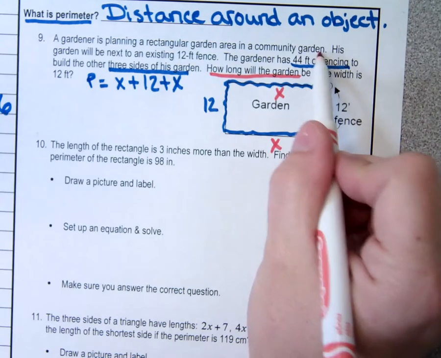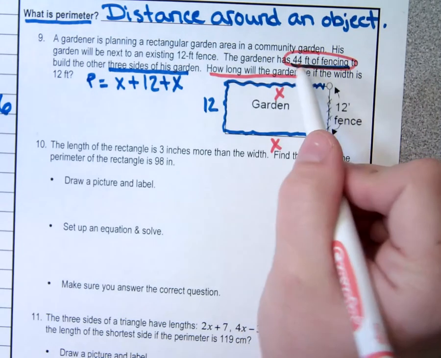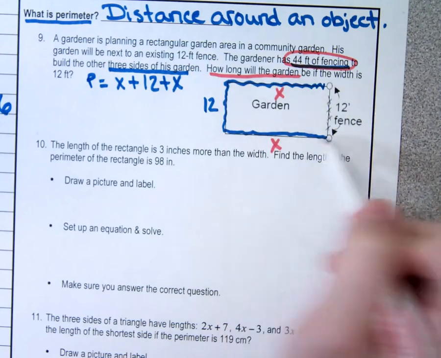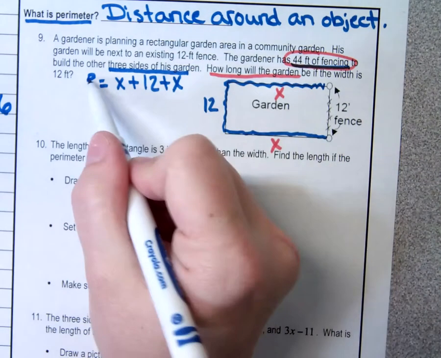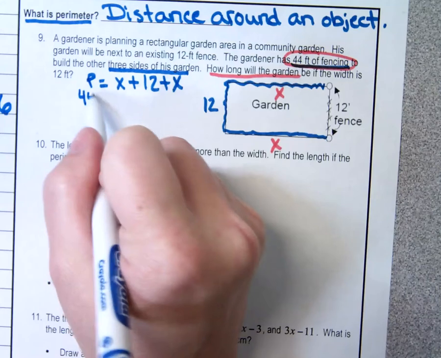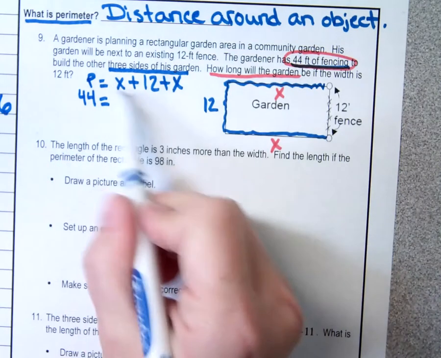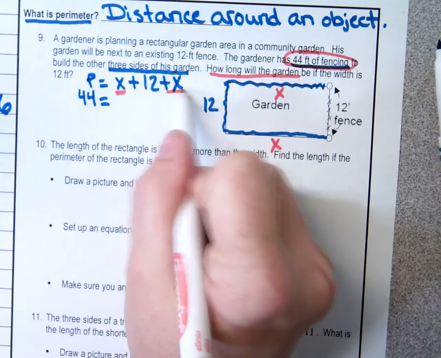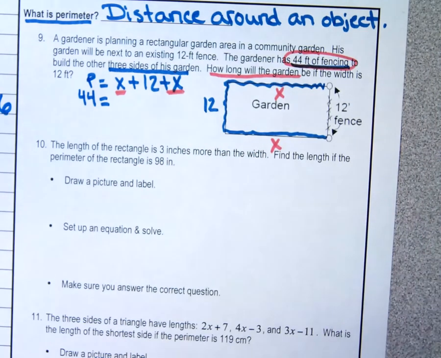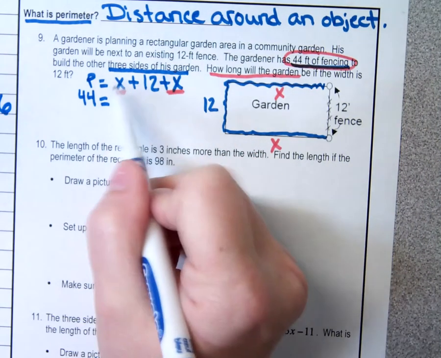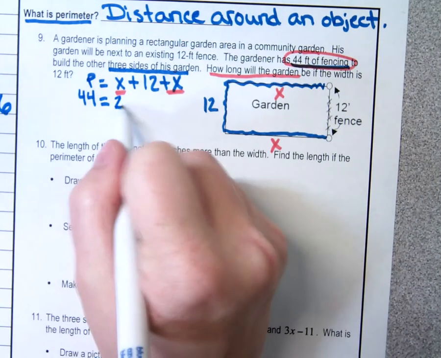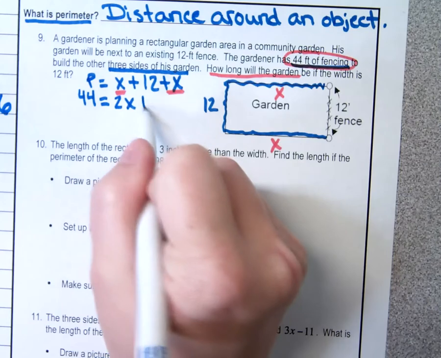It says the gardener has 44 feet of fencing. So that's the perimeter. That's how much fencing he's going to put around this garden. So I can put 44 where the P is. Now on the right side of the equals, I can do some work here. I've got like terms, so if you ever have like terms on the same side of the equals, you want to combine those. So this is like a 1x and a 1x. So what is 1x plus 1x? 2x. And then I just bring down the plus 12.